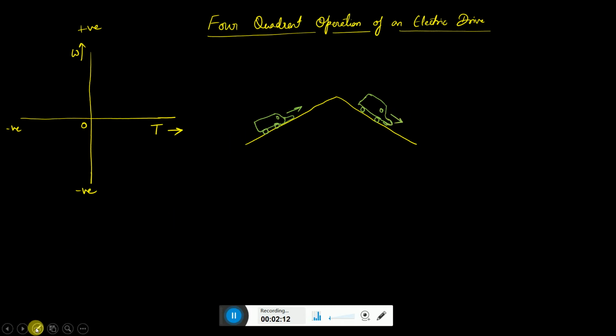Now since we are driving in the forward direction, we will say that the speed is positive. This is the first quadrant, this one is the second, here it is the third, and this one is the fourth.